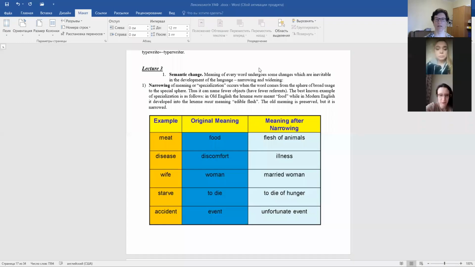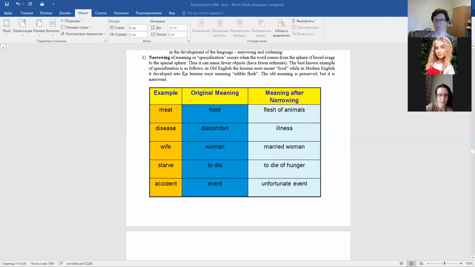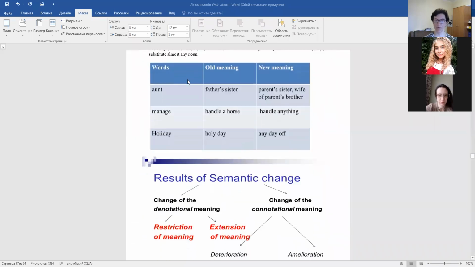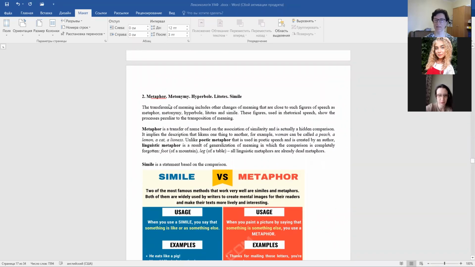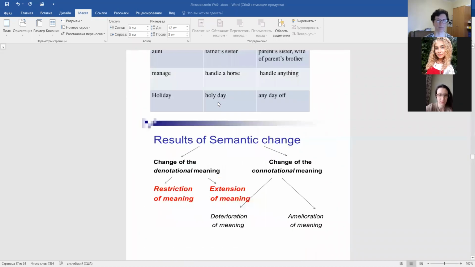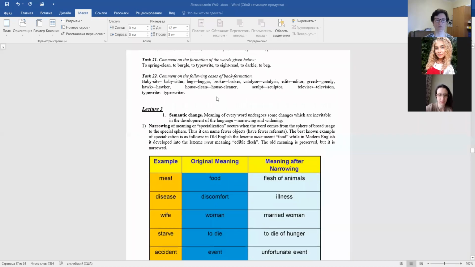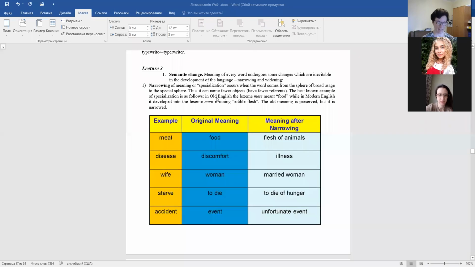So we're talking about semantic change and about such moments as narrowing, widening, results of semantic change. Then we'll discuss metaphor, metonymy, hyperbole, litotes, simile, and then we'll do the exercises. Natasha, please start. What is semantic change?